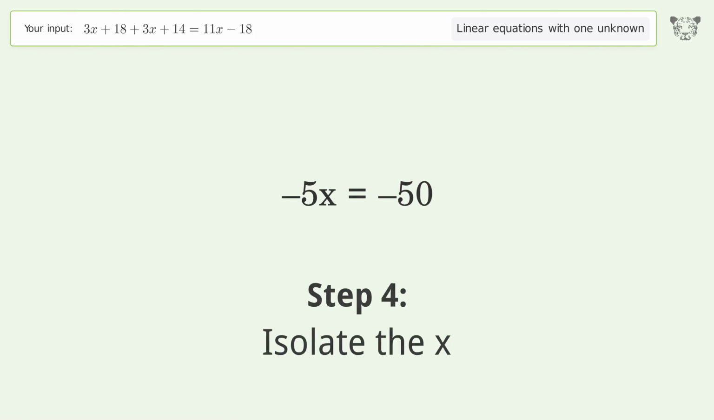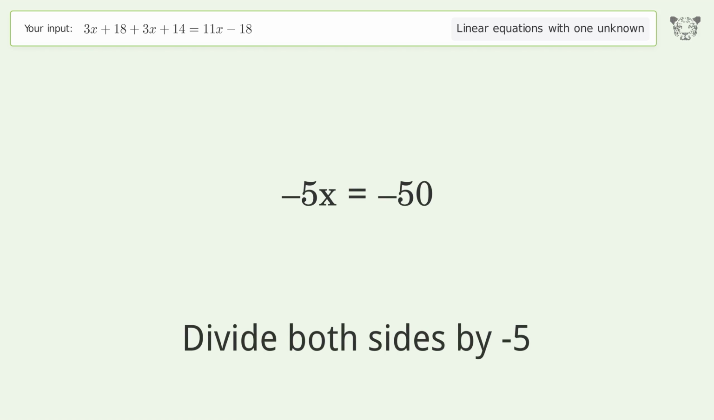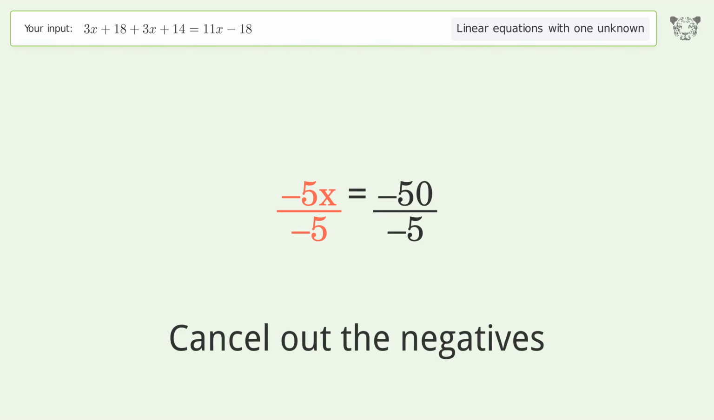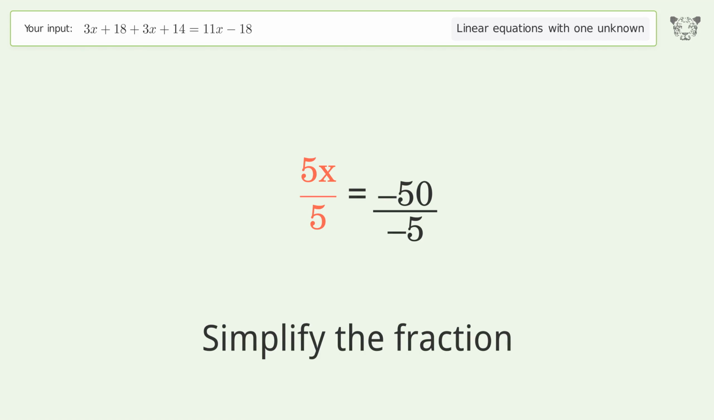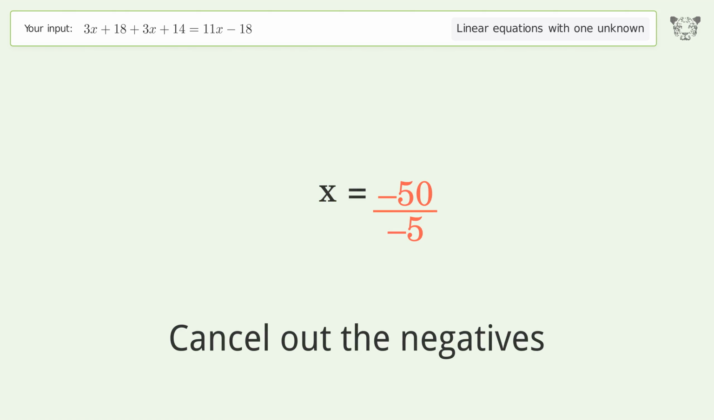Isolate the x. Divide both sides by -5. Cancel out the negatives. Simplify the fraction. Cancel out the negatives.